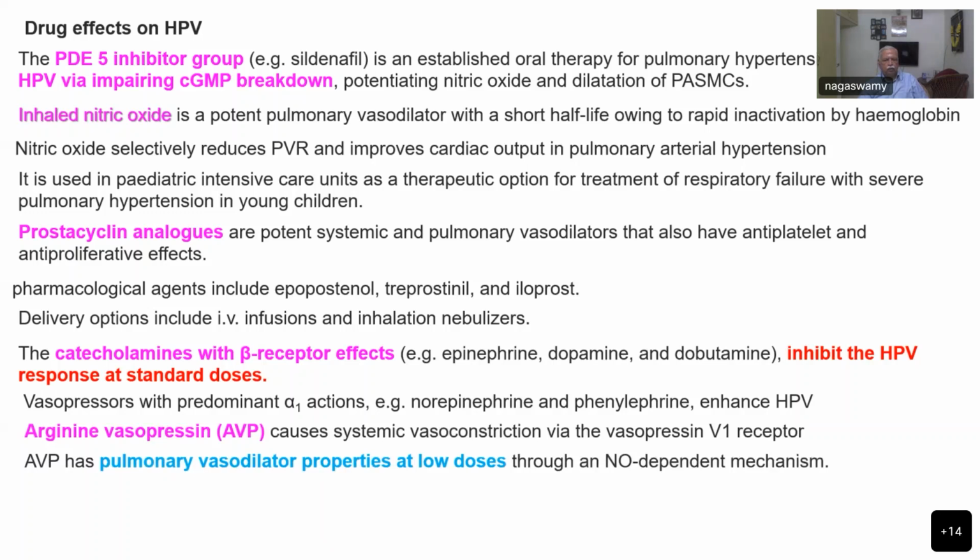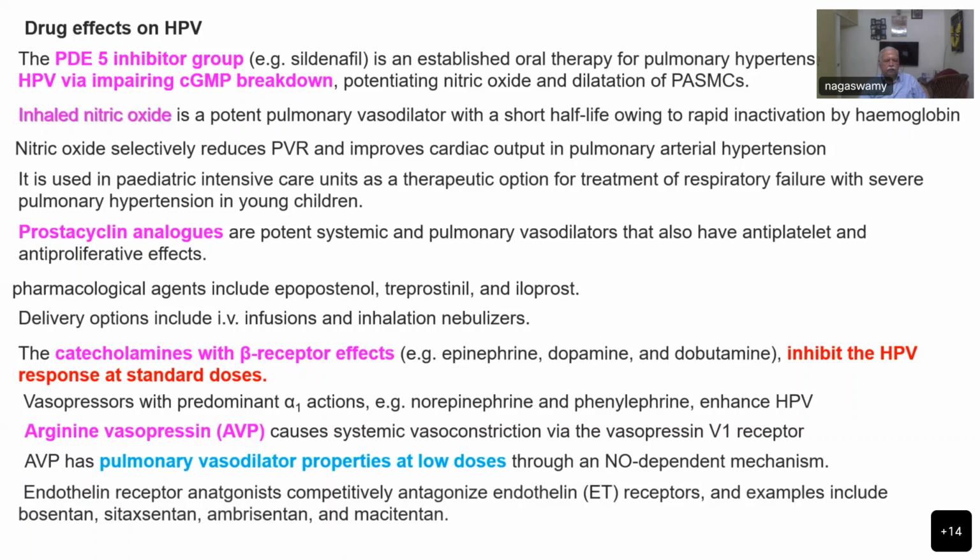And the arginine vasopressin causes systemic vasoconstriction via vasopressin V1 receptor, and this has pulmonary vasodilator properties at low doses. Even though it causes vasoconstriction in the systemic circulation, at low doses it has got a mild vasodilator property because it is a nitric oxide dependent mechanism.